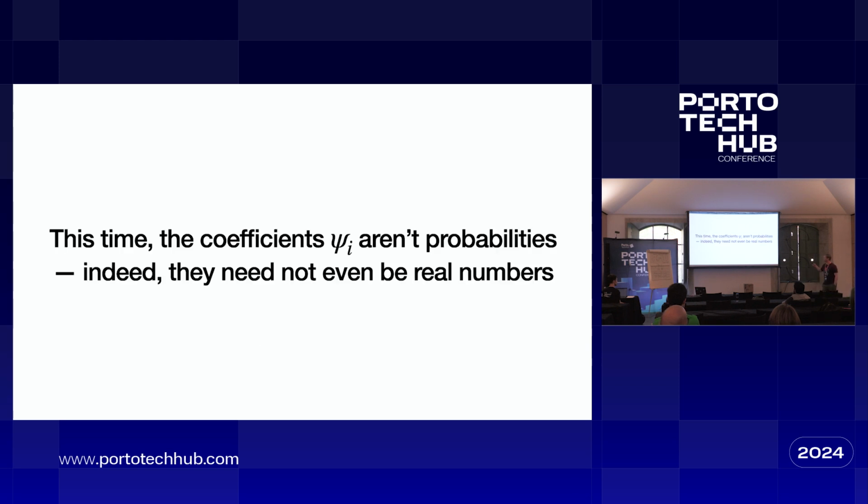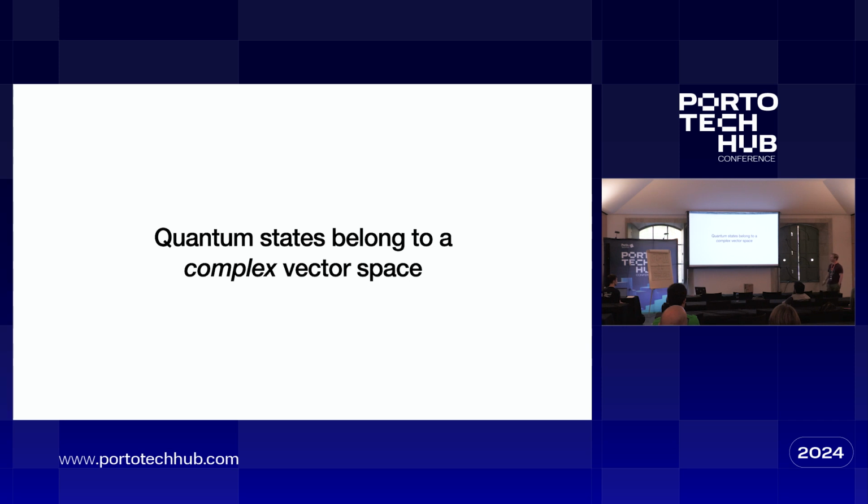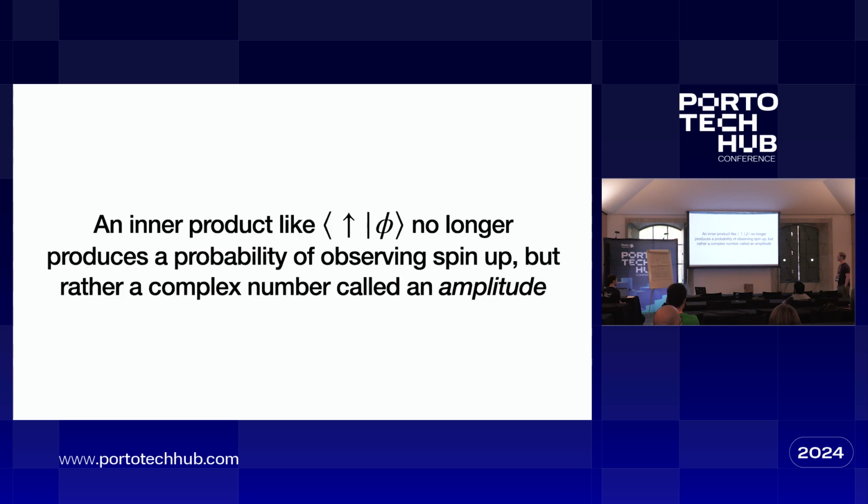Not only are they not probabilities, they're not even real numbers. Quantum states belong to a complex vector space. Okay, so that's different to the vector spaces we were talking about earlier. The coefficients in a complex vector space are complex numbers.